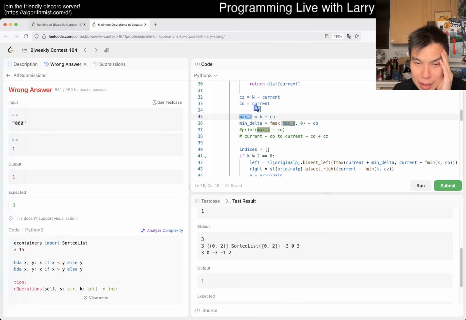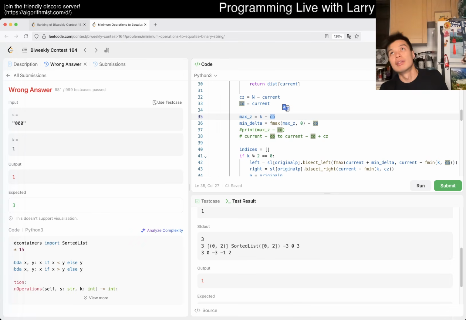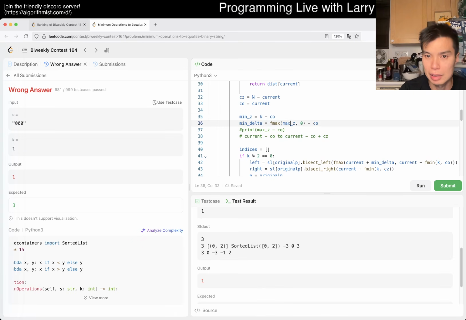Okay, this is max Z that we can support, right? This is number of ones. This is, was any more, is this the max or the min? Maybe I confused myself a little bit because this is the min zero. Yeah, no, this is actually the min zeros that we can support, not max, because CO is the max ones that we can support, right? That means that min delta is going to be this thing. Yeah.